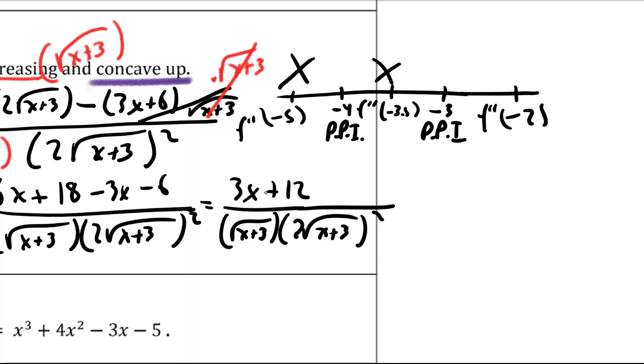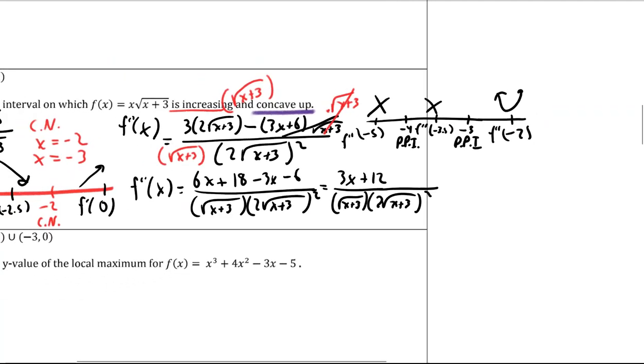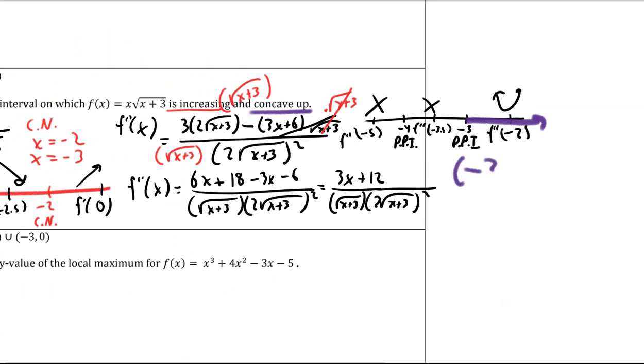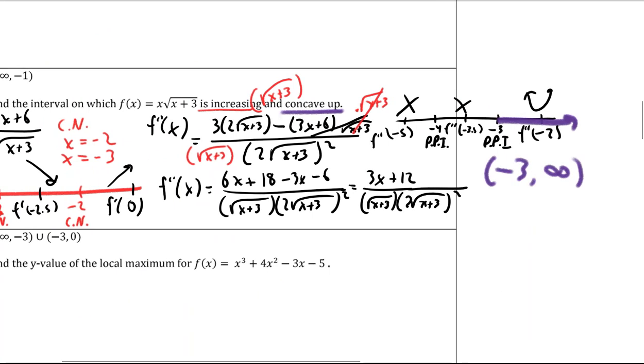So this would become positive over positive. This is positive. This has to be positive because it's squared. And this would be positive, so concave up. So it looks like it's concave up from -3 to infinity. But it was increasing from -2 to infinity. So where is it increasing and concave up? Yeah, -2.